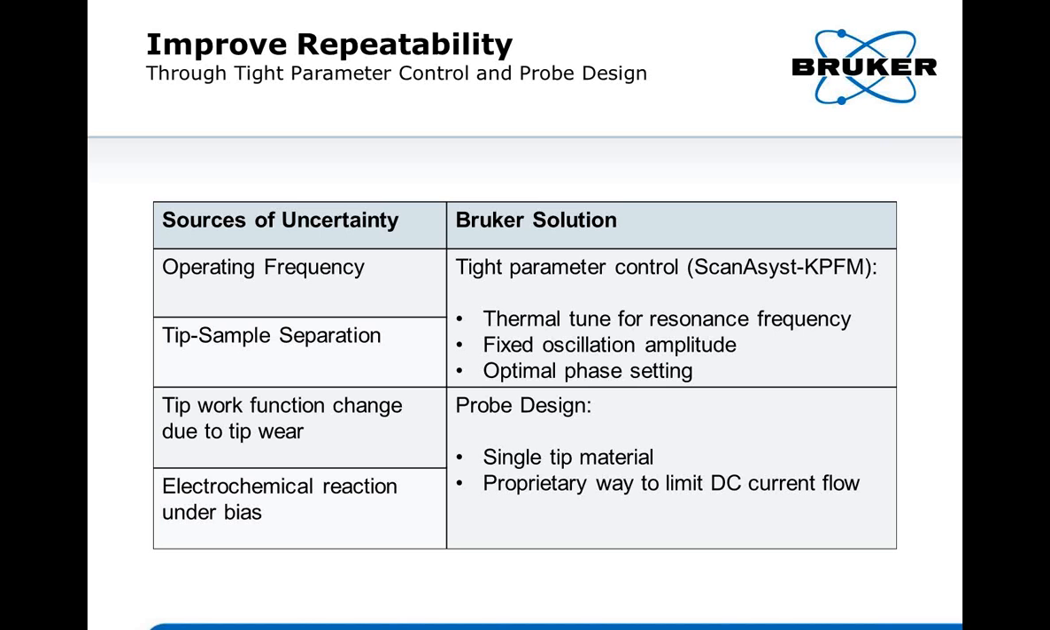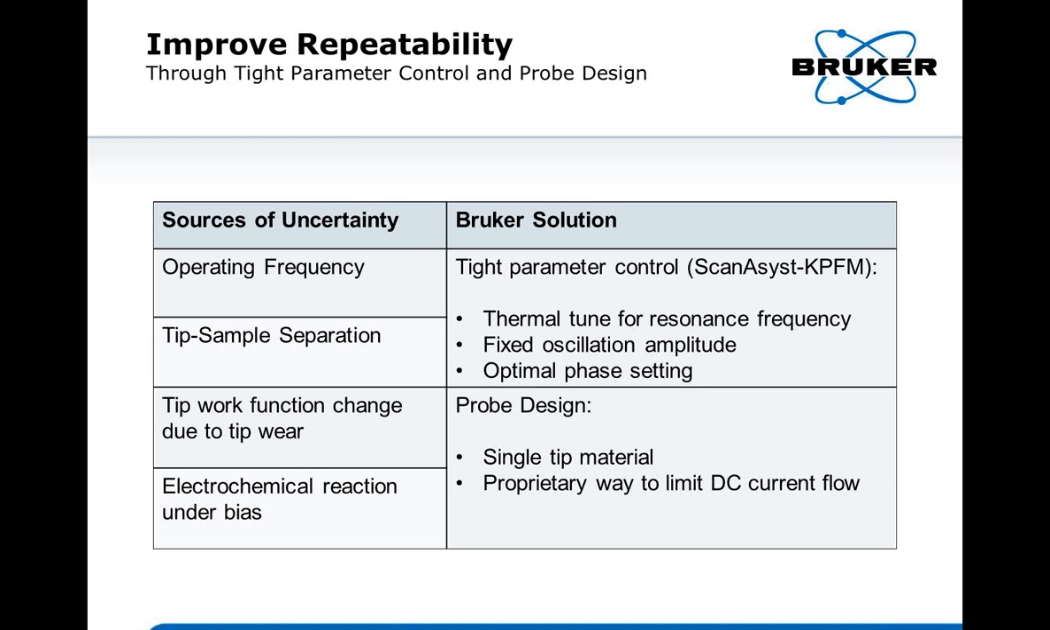And the other part of the problem for reproducibility is electrochemical reaction. Now, especially in ambient, we are applying bias voltage between your tip and sample. And in ambient, there is usually a water layer present on the surface. So when that voltage is applied, it can introduce electrochemical reactions that can change your tip and change your sample. So that will be a problem for repeatability.